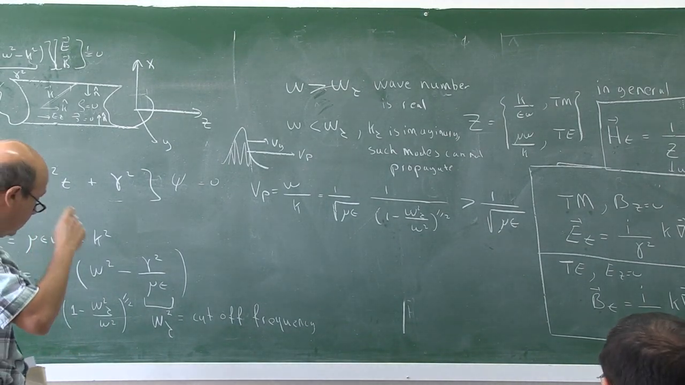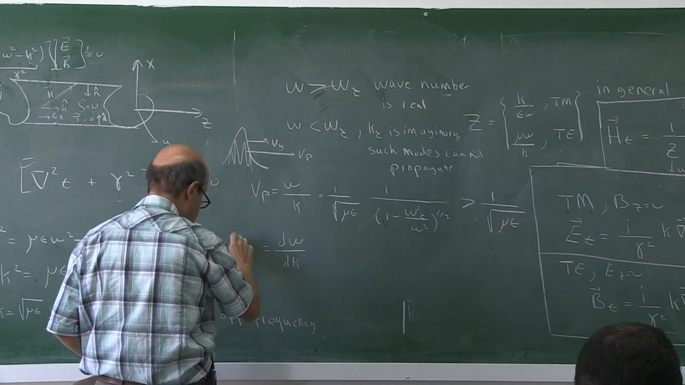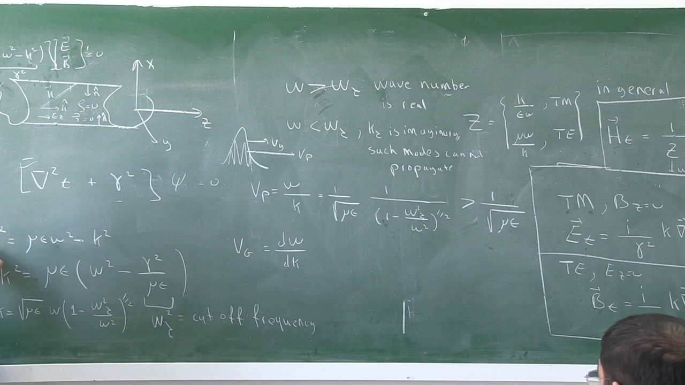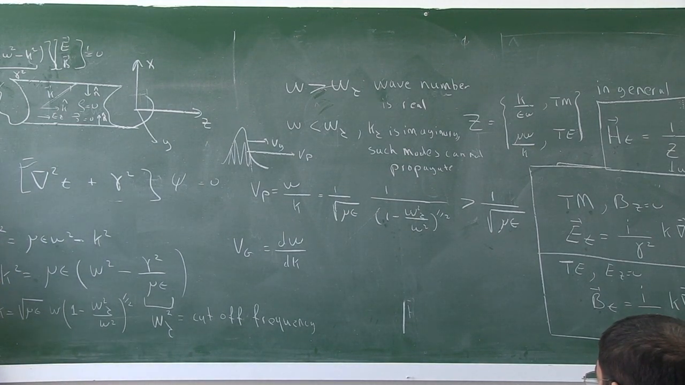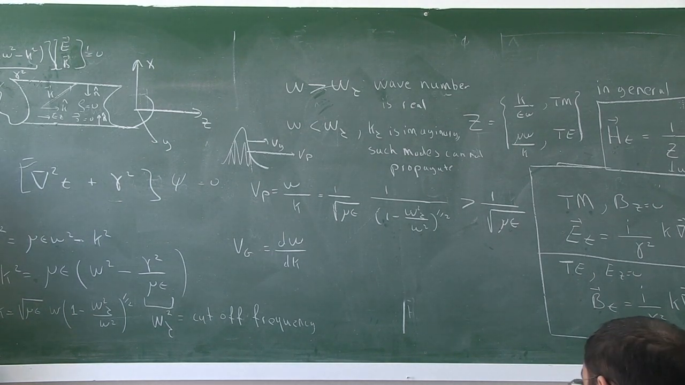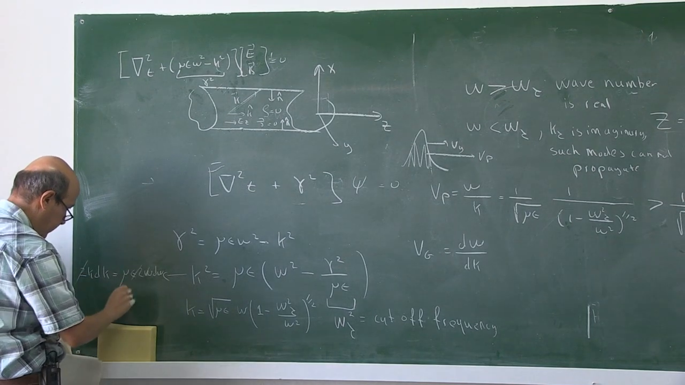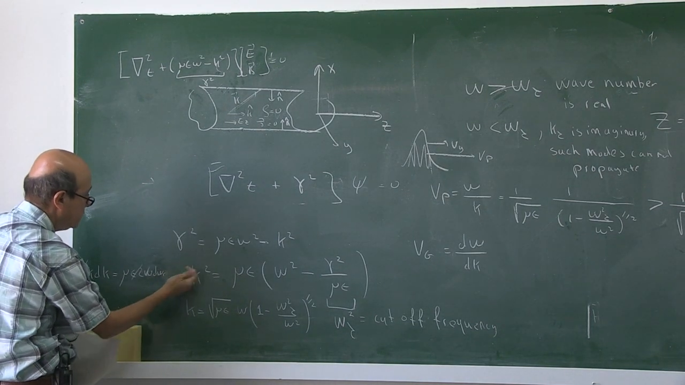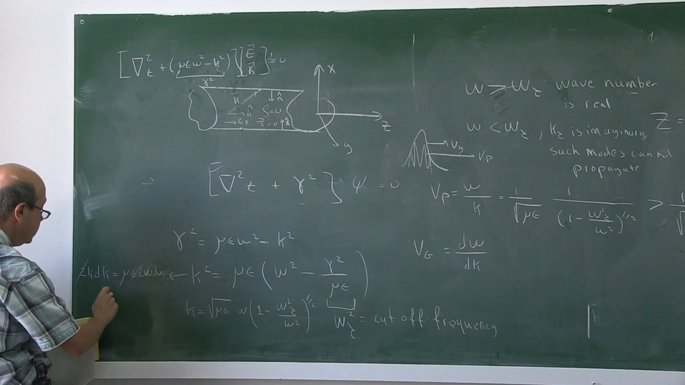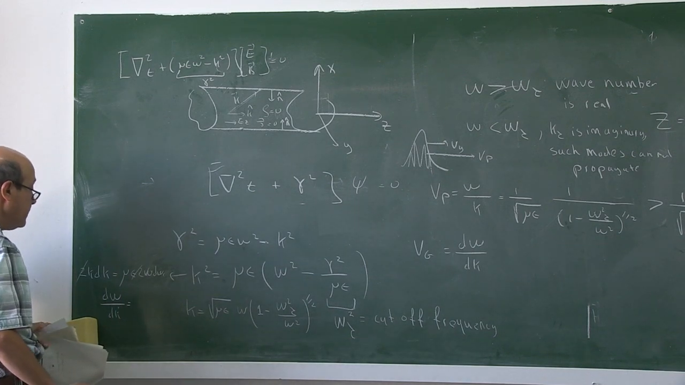If you want to calculate the group velocity, then you should calculate d omega over dk, this is the group velocity. How can you find this? Take the derivative of both sides, you will obtain 2k dk is equal to mu epsilon 2 omega d omega. The 2's will be cancelled. So do you see this part? Take the derivative of this, and d omega over dk, what is d omega over dk?